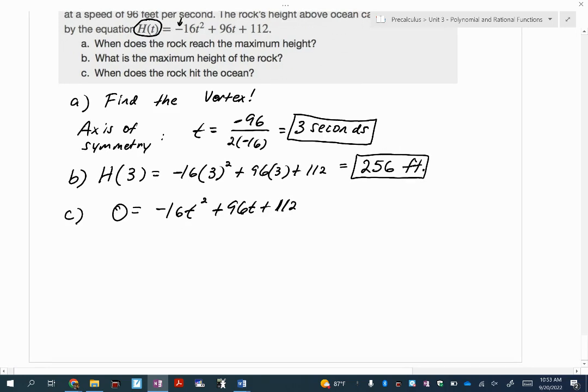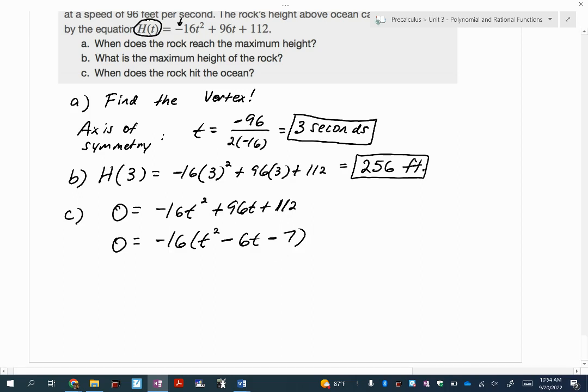All right, so I'm going to try to factor. I'm going to factor out the negative 16 to get t squared minus... that's not 3, it's minus 6. And then 112 divided by 16 is 7. Let me confirm these for you. 96 divided by 16 is 6. Good. 112 divided by 16 is 7. Great. So did I change that symbol?